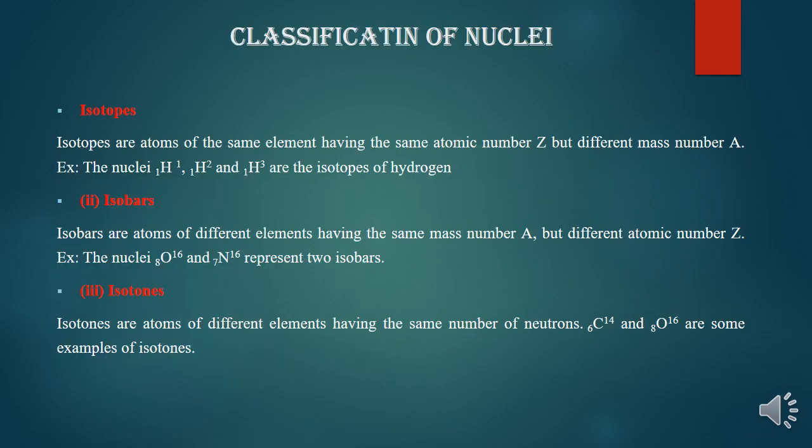We have 3 classifications of nuclei. First one is isotopes. Isotopes are atoms of the same element having the same atomic number but different mass number. Second one is isobars. Isobars are atoms of different elements having the same mass number but different atomic number. The final one is isotones. Isotones are atoms of different elements having the same number of neutrons.